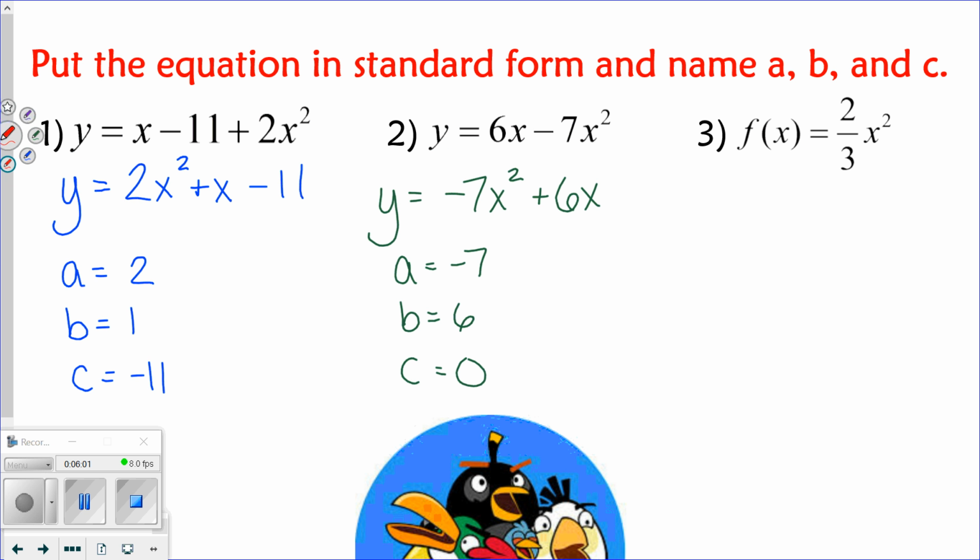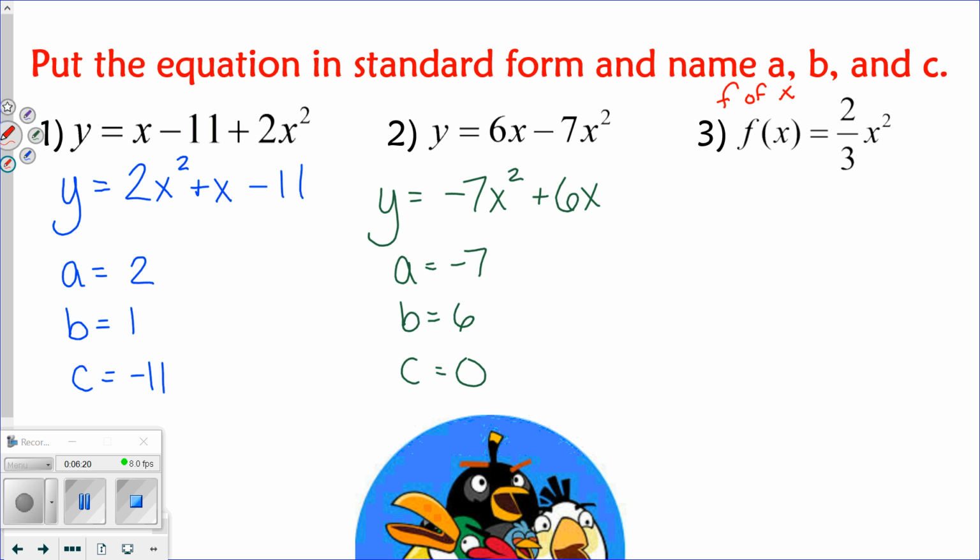What the heck's that F parenthesis X? What's that? The Y, and that's pronounced F of X. That's how you read that, F of X. That's function notation. It's just a name, like his name is Frank.